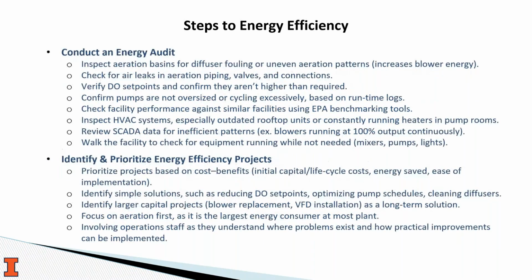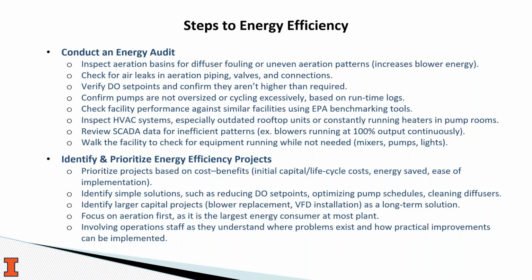After that's complete, the major next step is to again conduct an energy audit. This is where you can actually dig deeper and figure out what's driving energy use within your facility and where improvements can be made. During an audit, it's recommended to do a physical walkthrough of your facility and check for any visible issues. This could include inspecting basins for diffuser fouling or uneven aeration patterns, which can force blowers to work harder. It's also important to check for any air leaks within aeration piping or valves, because even small leaks can add up to major wasted energy over time, especially if blowers are running 24/7.